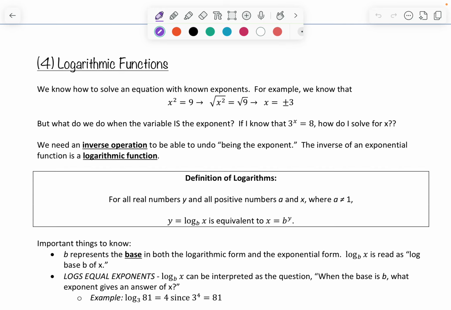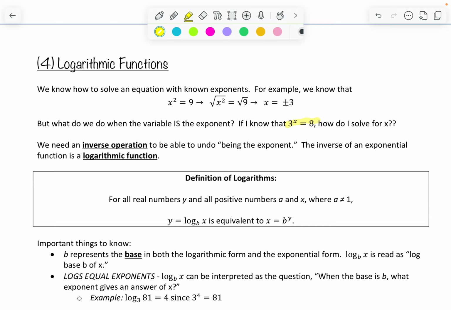We know how to solve an equation where we know what the exponent is. So for example, if I have x squared equals 9, we know that a square root undoes a squared. We get that x equals plus or minus 3. But what if my equation is something more like 3 to the x equals 8? How do I solve for x there? I can't really take an x root because that would be an operation that is undefined. I don't know what x is.